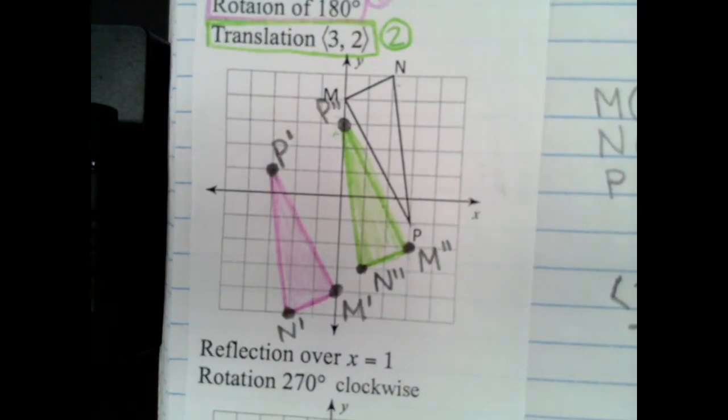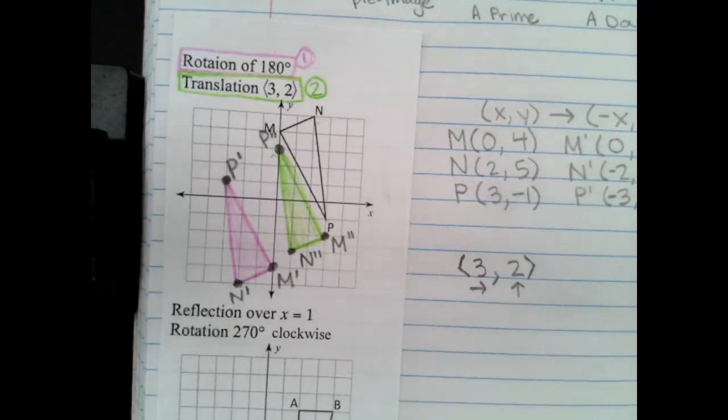So you can see that there's 2 things that happened there. It rotated 180 degrees, and it moved to the right 3, up 2. How are we feeling? Make sense? A little bit? So it's just taking what we've already done and just combining those parts.